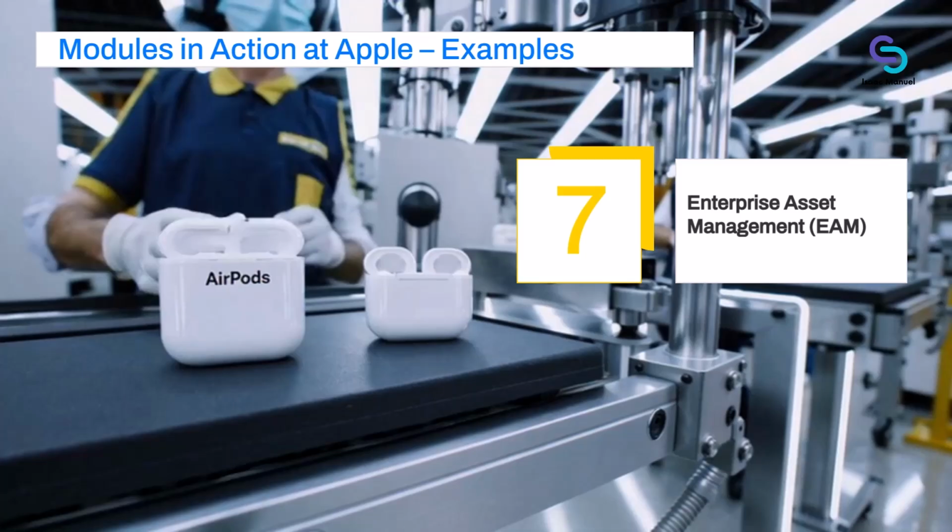Imagine Apple's big campus in Cupertino, Apple Park. Even building facilities management can be aided by SAP. The module could schedule elevator inspections, track the status of the solar panels on the roof, and so on. All of this ensures Apple's physical operations infrastructure is reliable and efficient. In sum, asset management might not be as glamorous as making products or selling them, but it's crucial behind the scenes.